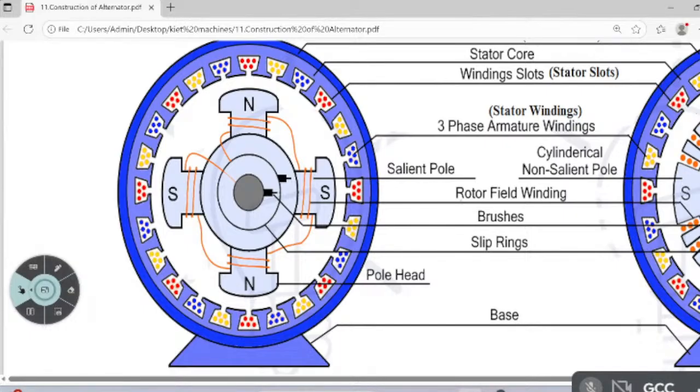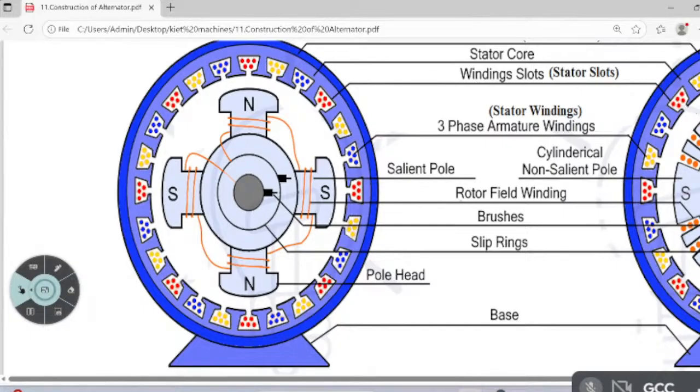Where is the field? In the rotor. The rotor consists of the field. What is the use of the field? The north pole and south pole deliver the flux. In a DC generator also, we use the field to deliver the flux. There it is stationary, here it is rotating. And in the DC generator, the conductors are in the rotor, so the conductors are rotating.